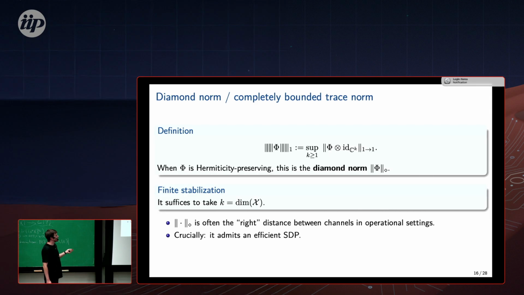And this gives rise to the so-called completely bounded norm, or diamond norm, which is essentially this one-to-one norm, but now we also allow for tensoring with arbitrary identities. Okay, so we look at the initial map and then tensor it with any identity. And this is often sort of the right thing to look at in quantum information theory when you're, oh, sorry, I forgot this.